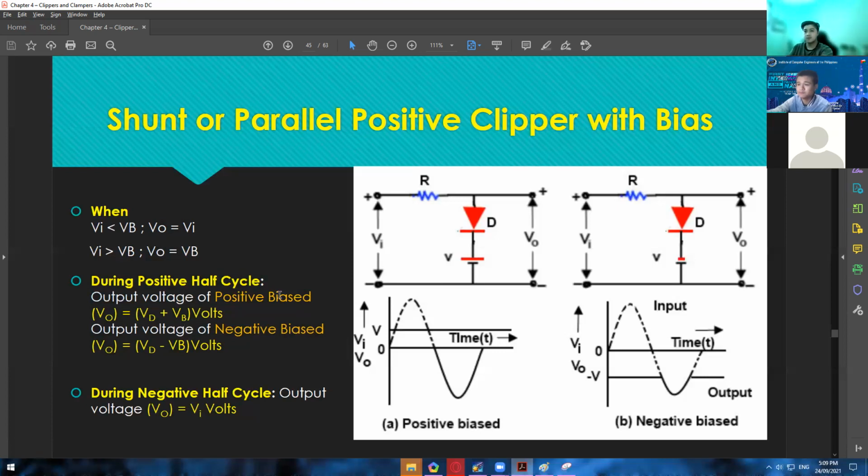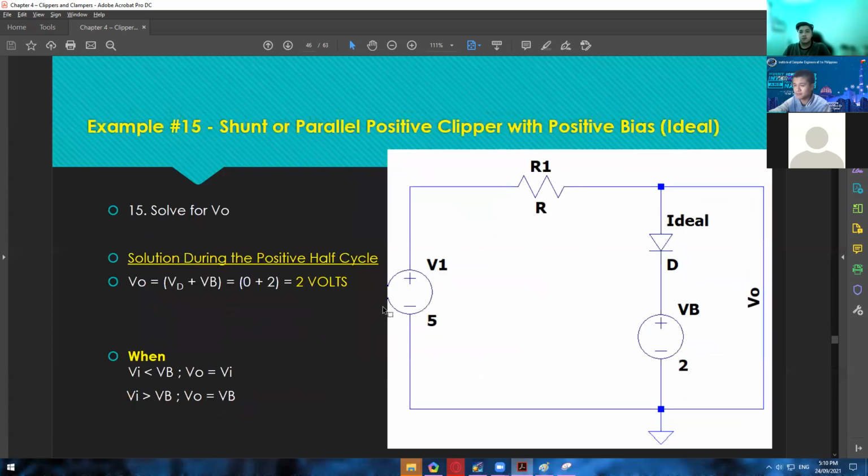So kapag positive, positive din yung bias voltage natin. If it's negative bias, then we have negative bias voltage. And then during the negative half cycle, VO is equal to VI. So you can use this one all throughout when it comes to shunt or parallel positive clipper. Okay, so let's have an example.